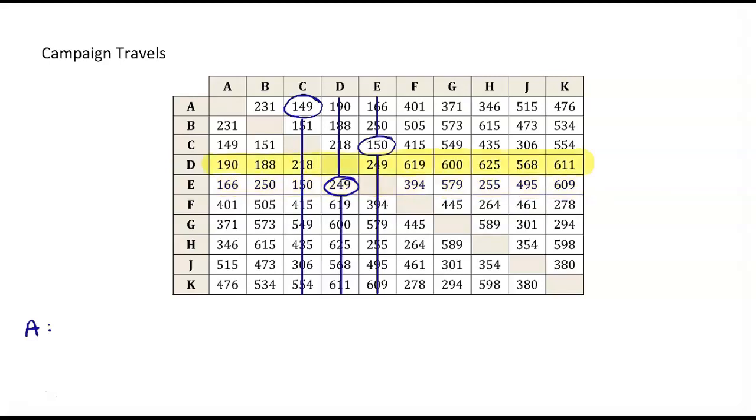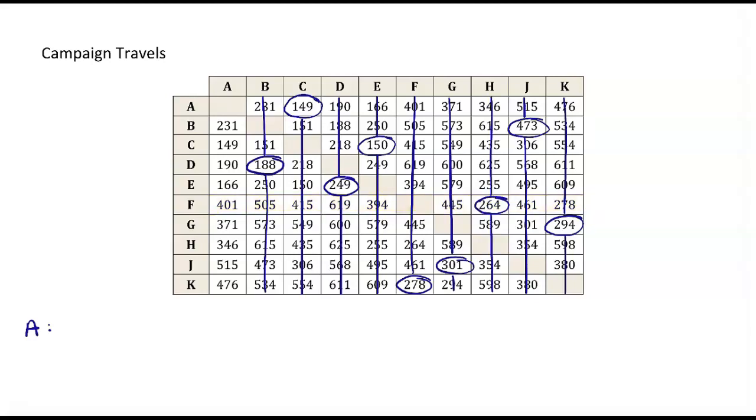Now from D, our nearest neighbor is B. From B, the nearest neighbor is J, not including city A. From J, the nearest neighbor is G. And from G, the nearest neighbor is K. From K, the nearest neighbor is F. And from F, we only have one option before returning to A. We must go to H, and then from H back to A.